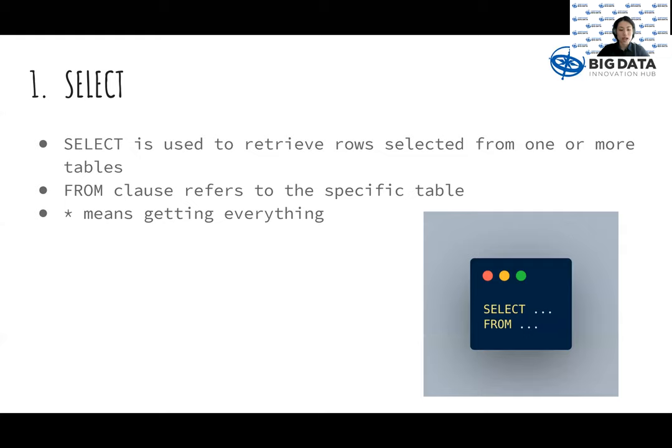First, we use select to retrieve rows selected from one or more tables. The from clause refers to the specific table name. If we add the star symbol after select, it means the SQL will return every column. Otherwise, we could specify specific columns of the tables to retrieve.